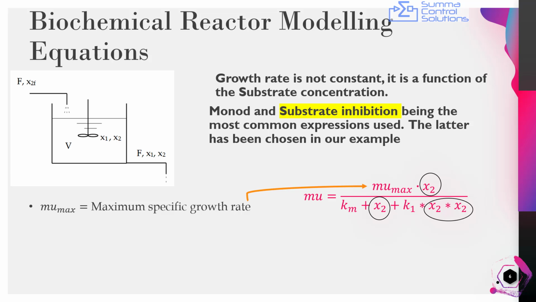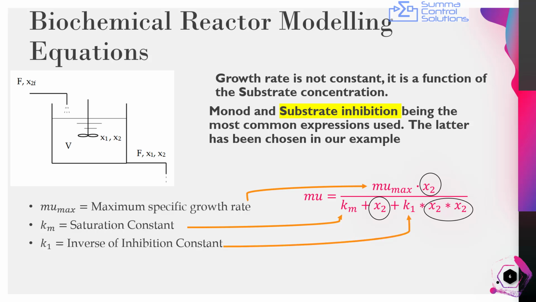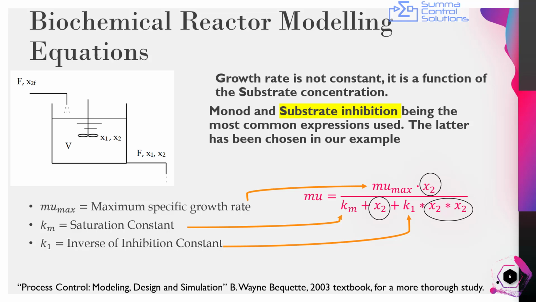Mu sub max is the maximum specific growth rate, K sub m is the saturation constant, K1 is the inverse of inhibition constant, and lastly, for those interested in further details on how these equations are derived and used, I suggest the reader consult the Process Control Modeling, Design, and Simulation book written by Wayne Bequette.